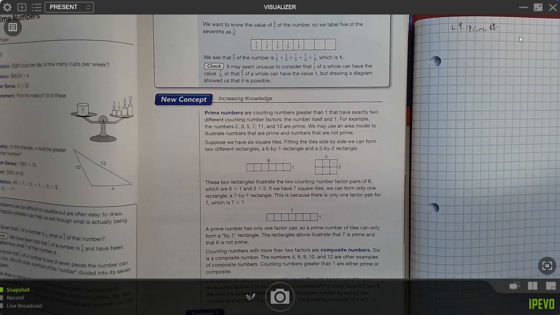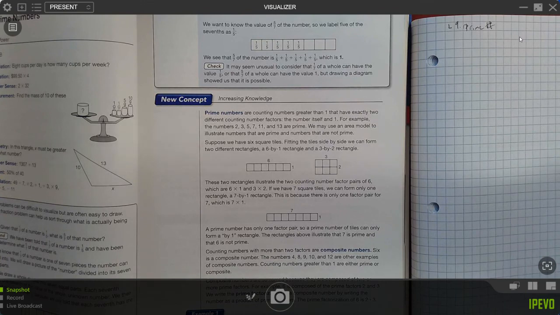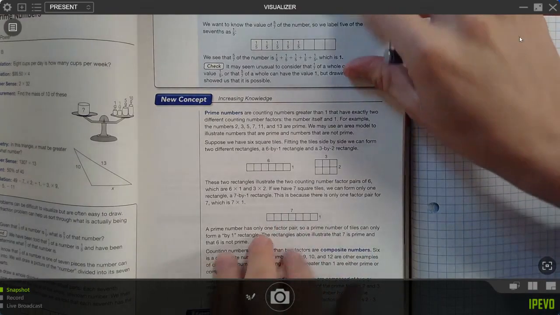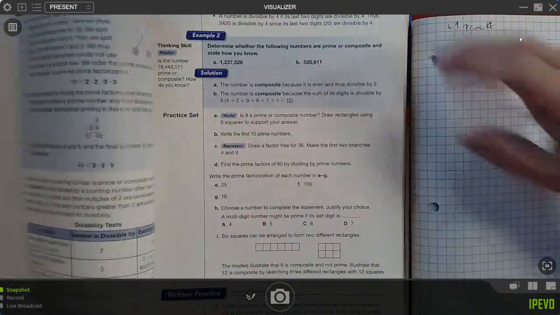We may use an area model to illustrate numbers that are prime and numbers that are not prime. So suppose you have 6 square tiles. You can move those around to make different rectangles, okay? And this is what we talked about last lesson with trying to figure out different rectangles. But now with a prime number, this is the only rectangle I can make that is still a solid rectangle. If you try to put it together any other way, you're going to have a piece left over. Okay.